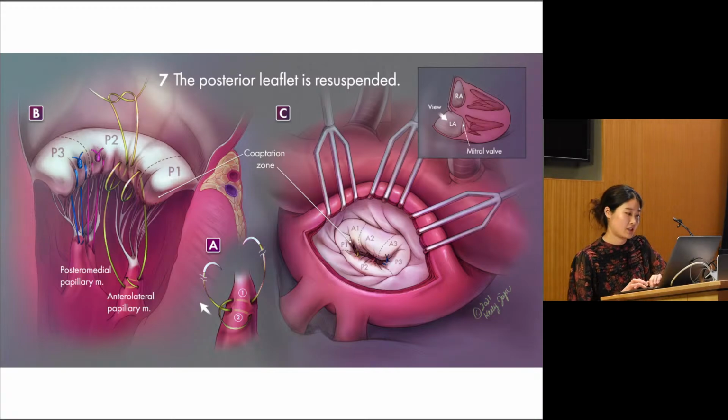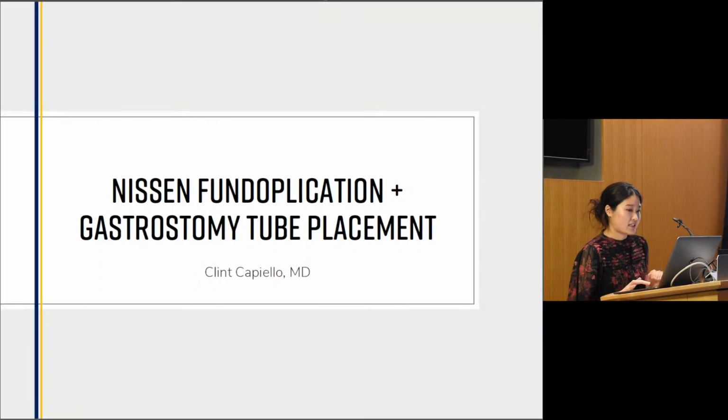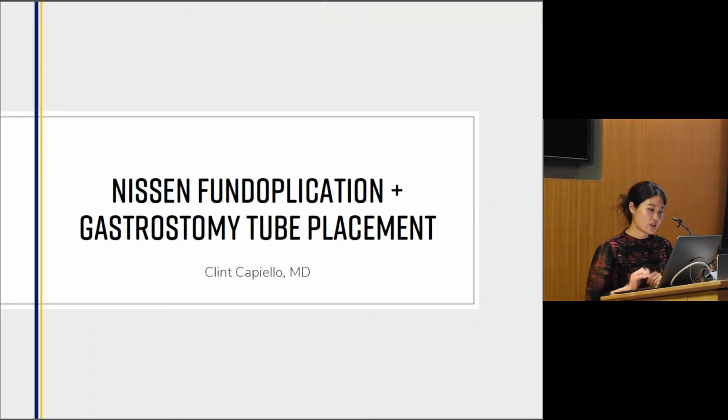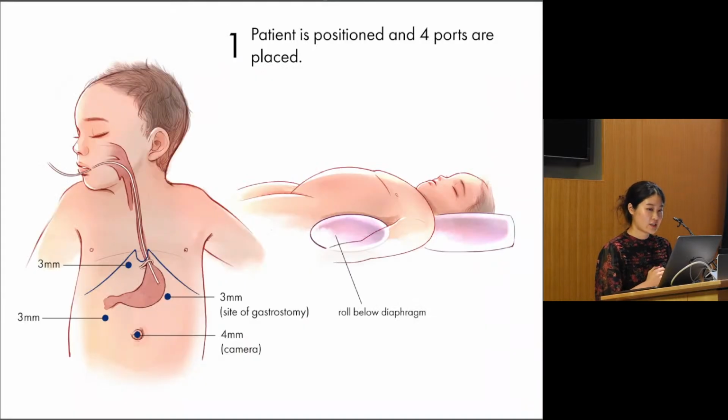I will now move on to my second surgery, which is Nissen fundoplication with gastrostomy tube placement. It was performed by Dr. Capiello on an infant. Many thanks to Dr. Capiello for the opportunity to observe the surgery and for the great feedback. The surgery was performed because the patient was having feeding difficulties with a high risk of aspiration due to neurological deficits. The patient was first positioned with a roll under her diaphragm, and 4 ports were placed.